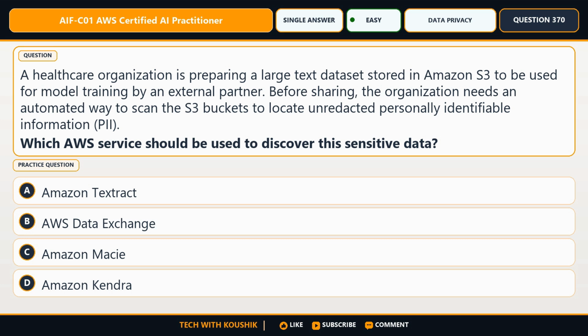Compare the options by fit, not by familiarity. Consider option A, Amazon Textract. Consider option B, AWS Data Exchange. Consider option C, Amazon Macie. Consider option D, Amazon Kendra.